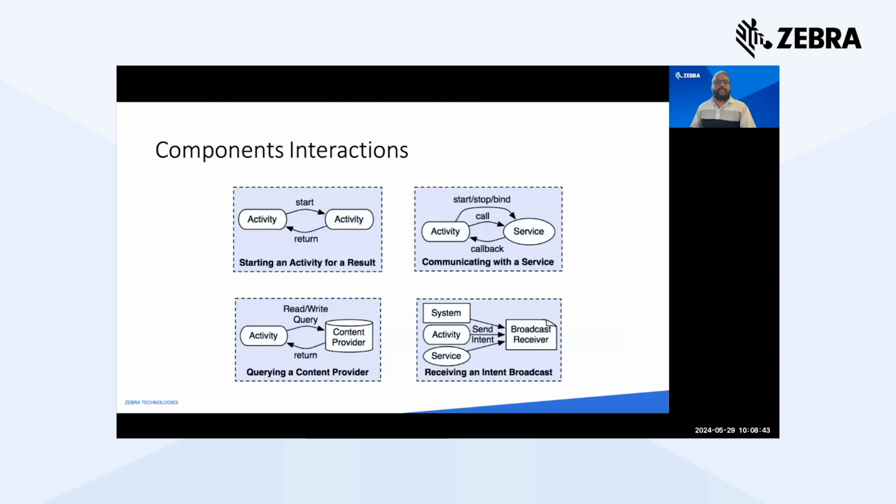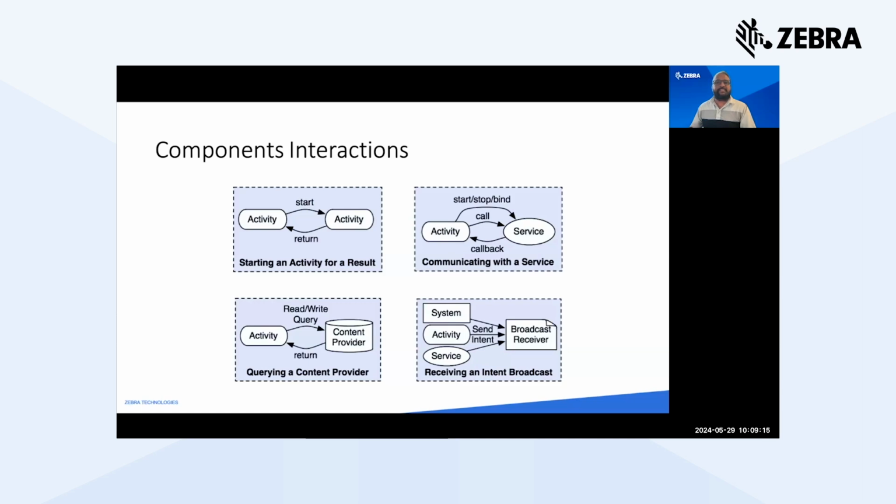If you look at these components in a holistic view, these key components can interact with each other in a variety of ways to share data and functionalities. Take starting an activity for a result: activities are the building blocks of an Android application. They represent a single screen with a user interface. So typically, you can start an activity or stop the activity.